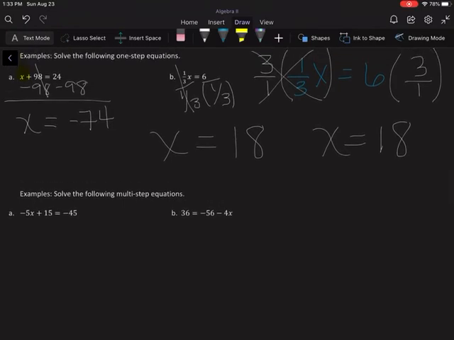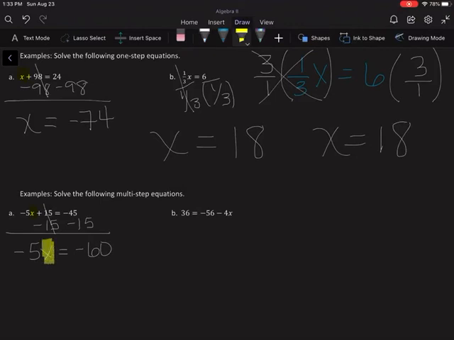Okay, so here's some multi-step ones. So these are 2-steppers. The ones we just did were 1, right? So I need to go opposite of PEMDAS. I need to add or subtract away from the variable first, all right? So sometimes people like to highlight their variable. I need to get away from that x. So I need to subtract the 15 first. This goes away. And I have -5x is equal to -60.